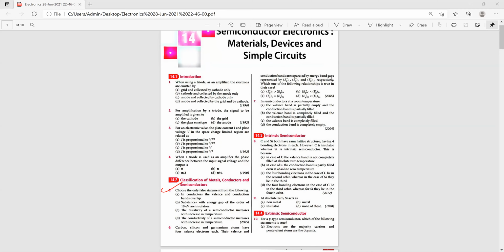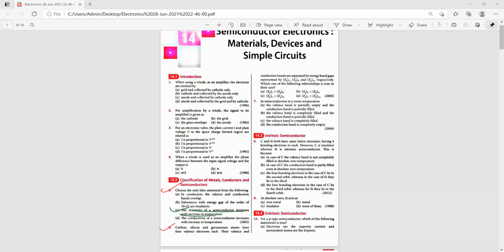Fifth one, choose the only false statement from the following. They have given first one, in conductors, the valency and conduction band overlap. Second one, substances with energy gap of the order of 10 electron volt are insulators. Third one, the resistivity of a semiconductor increases with increase in temperature. Fourth one, the conductivity of a semiconductor increases with increase in temperature. So when we observe all the four options, the third one is the right answer. The resistivity of a semiconductor increases with increase in temperature.